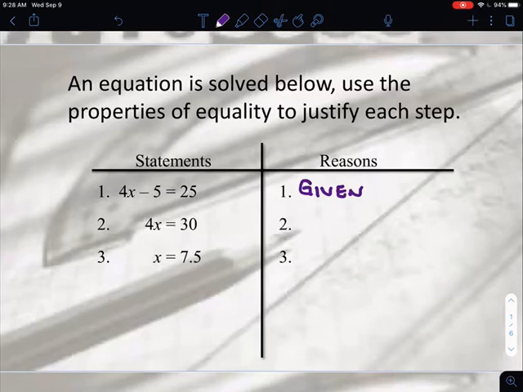Now from there, we just look at, okay, from step to step, what did we do to solve this equation? So to get from step 1 to step 2 here, we look at what changed. We had 4x minus 5 equals 25, and now we have 4x equals 30. So what happened was they added 5 to both sides of the equation. So when they added the 5 over, it became 4x on its own and 30, so they used the addition property.